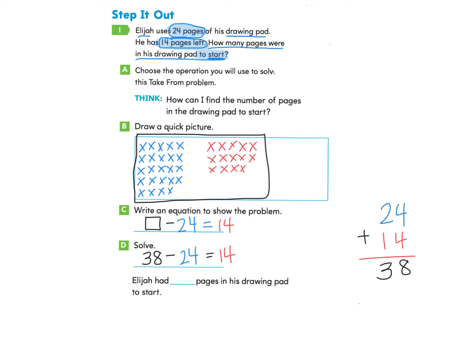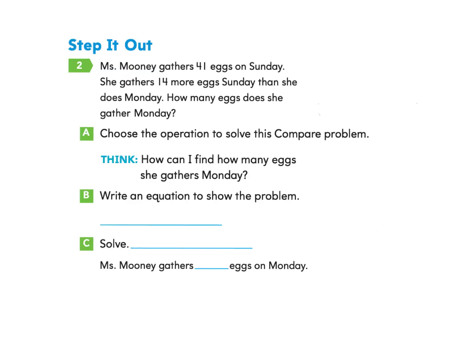So to solve the question, how many pages were in his drawing pad to start, Elijah had this many pages in his drawing pad to start, and we have solved that by saying that there were 38 pages in his drawing pad. Nice work. Let's take a look at the next page, page 364, Step It Out, part 2.